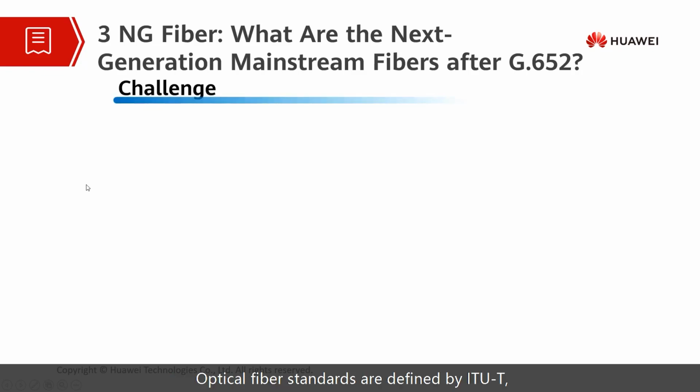Optical fiber standards are defined by ITU-T, including G.651 to G.657. G.651 is a multi-mode optical fiber, and G.652 to G.657 are single-mode optical fibers. Multi-mode optical fibers are used for short-distance communication, while single-mode optical fibers are used for long-distance communication. In this chapter, we will talk about single-mode fibers only.